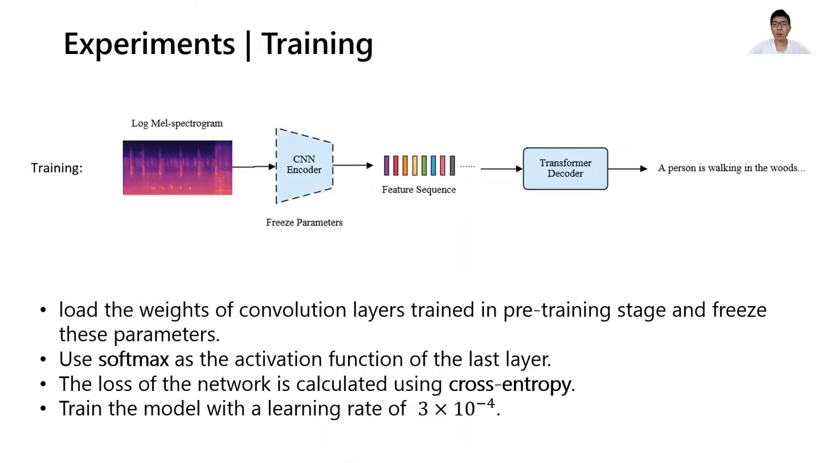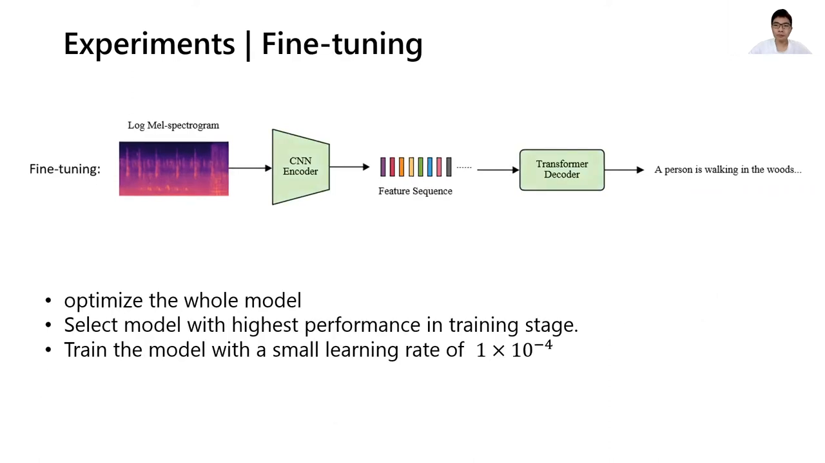In the training stage, the weights of the convolution layers trained in the pre-training stage are loaded, then these convolutional layers are frozen to train the decoder of the proposed model. The activation function of the last layer is softmax, and the loss of the network is calculated using cross entropy. After training, fine-tuning is applied to fine-tune the encoder and optimize the whole model. We select the model with the highest performance in the training stage and continue to train with a small learning rate.